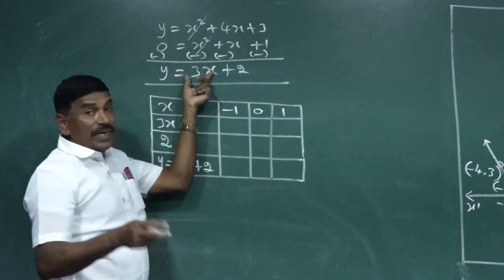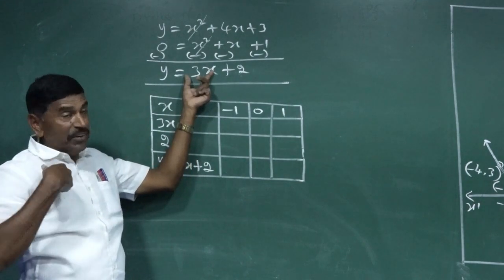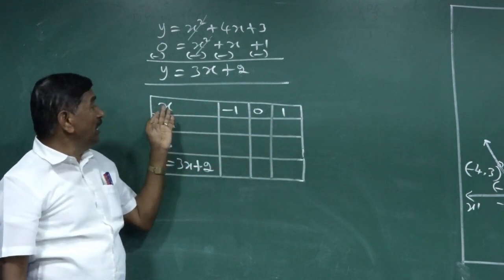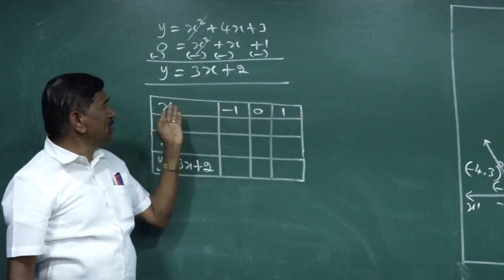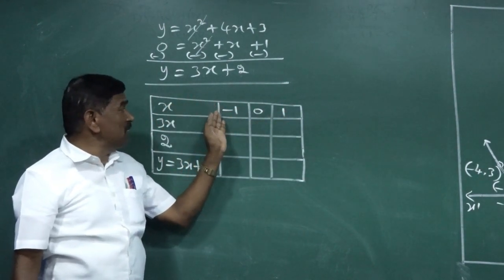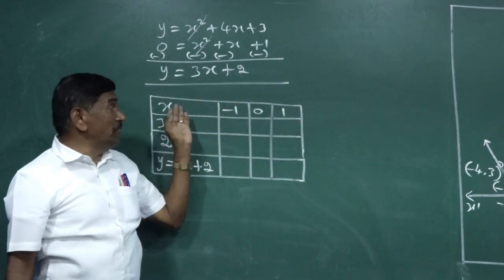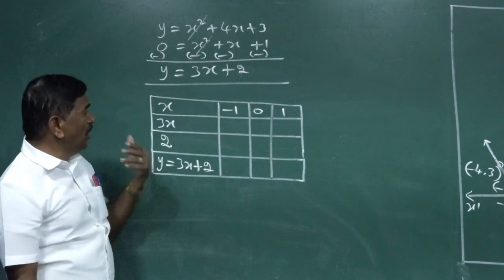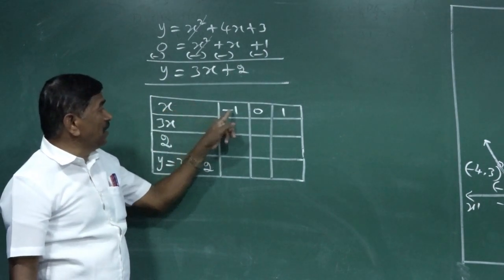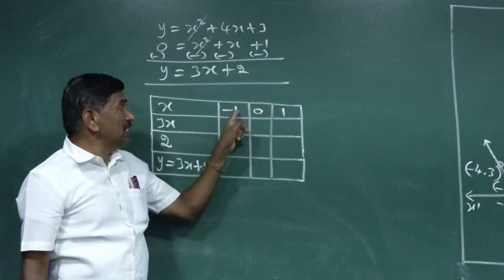To draw a straight line, 2 points are enough, but for my convenience, I am taking 3 points. X can take the values minus 1, 0, 1. Why not? Suppose x can take the values minus 2, 0, plus 2, or minus 3, 0, plus 3. That is your choice, no problem. I am taking x as minus 1, 0, plus 1.